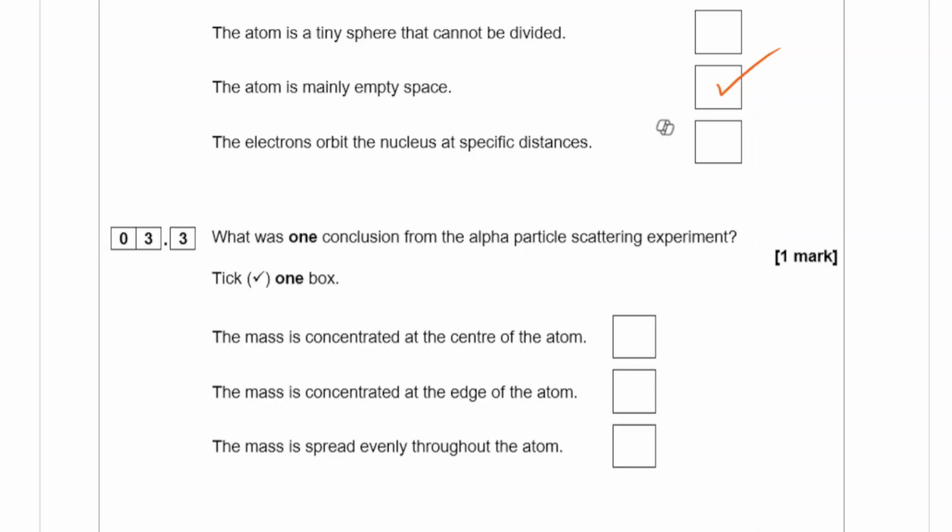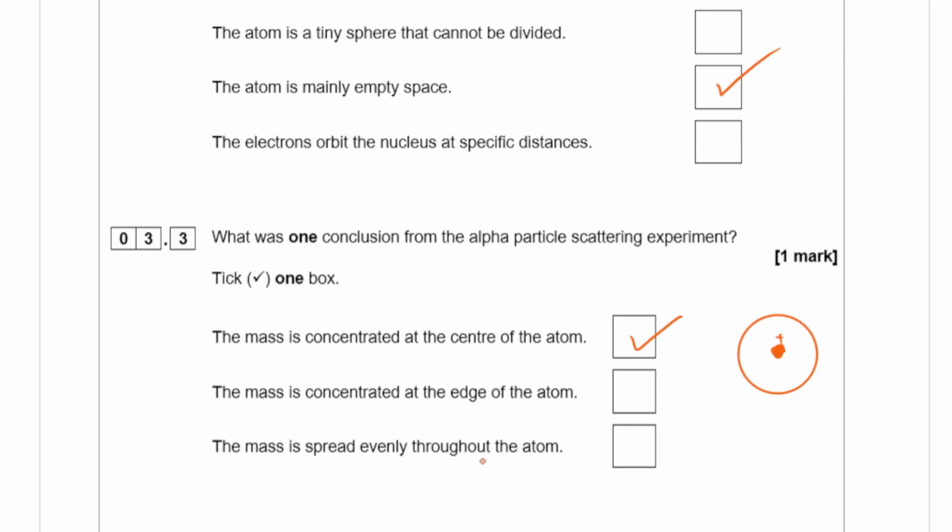What was one conclusion from the alpha particle scattering experiment? The mass is concentrated at the center of the atom. Yes, right? Remember, the alpha particle experiment basically suggested that the nucleus is in the center. It has a positive charge. It's mostly empty space. It didn't actually say that the electrons are in shells as well, right?